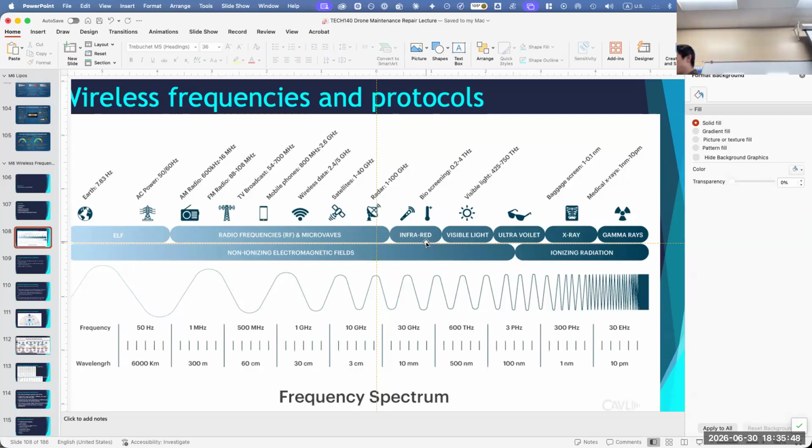And actually, infrared is what we have in your basic remote control. You guys know that? Let me see if I can find a remote control. I know there's one in there.